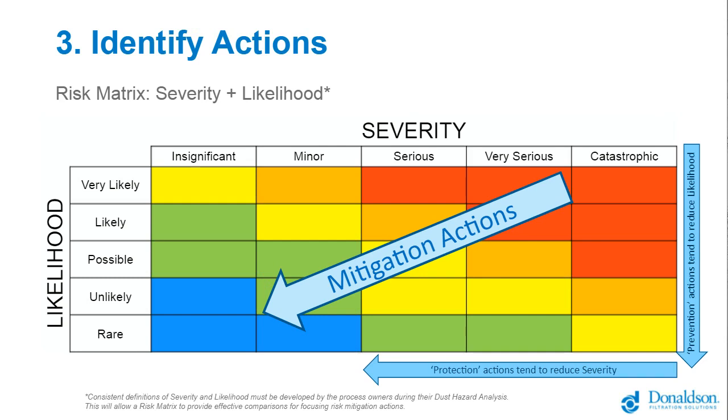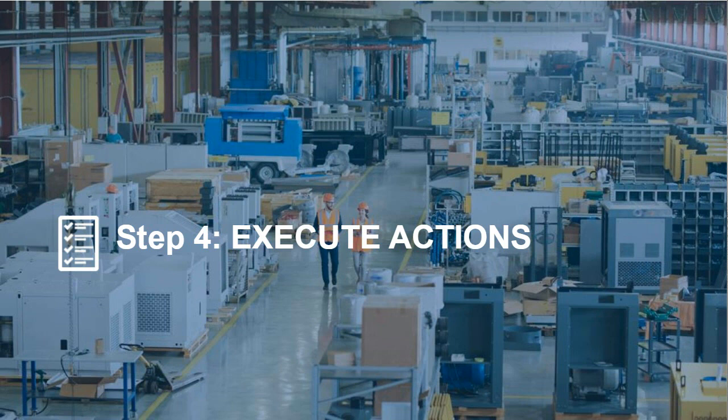Now, at this point, some might consider a DHA complete, as you now have an existing report that outlines the current risk scenarios and a list of current and recommended actions to reduce those risks to a tolerable level. However, the DHA is far from complete if the recommended actions aren't actually implemented. So step number 4 in the DHA process is to execute the actions that we've identified in the earlier steps.